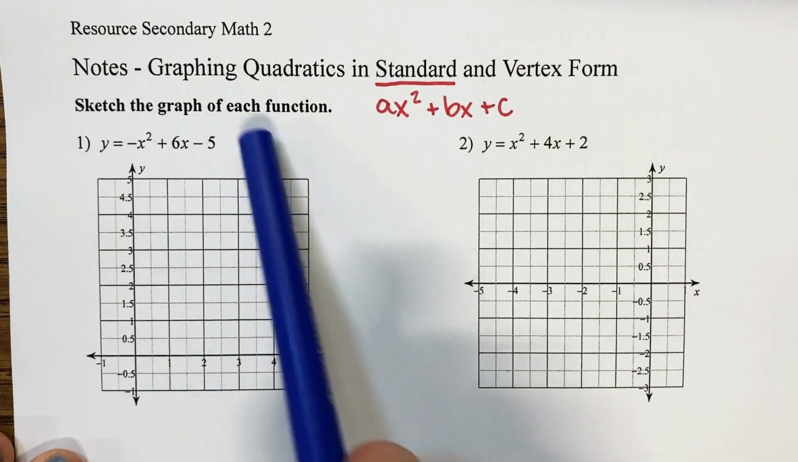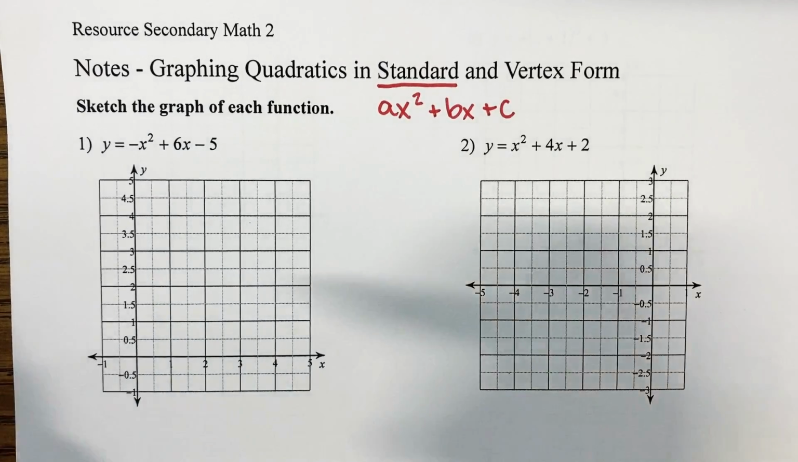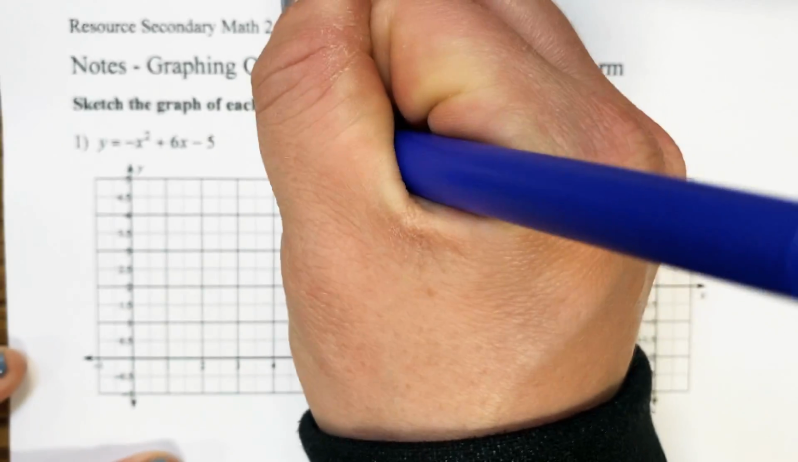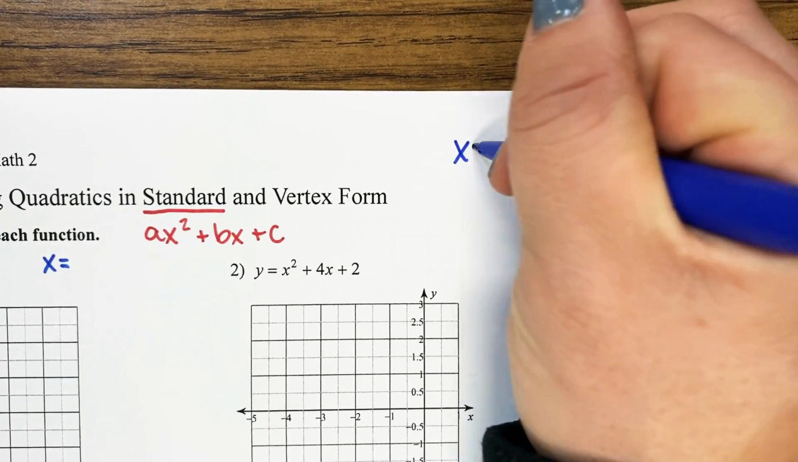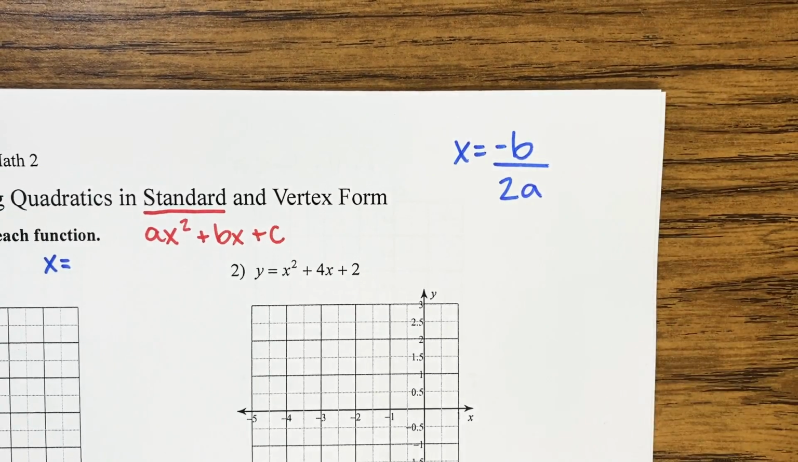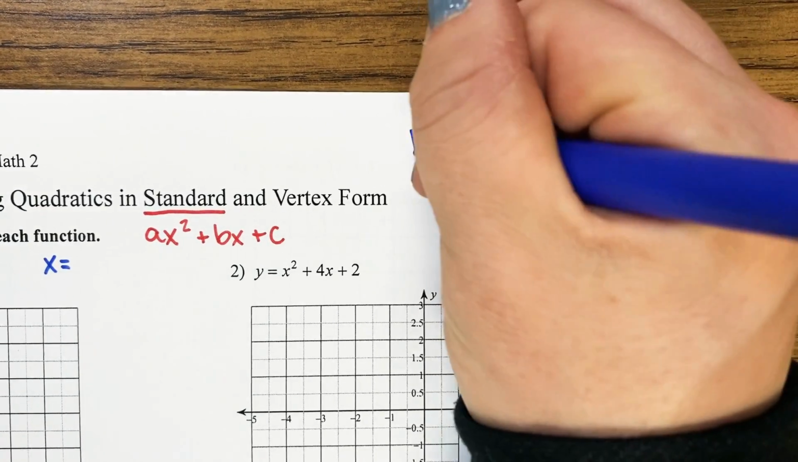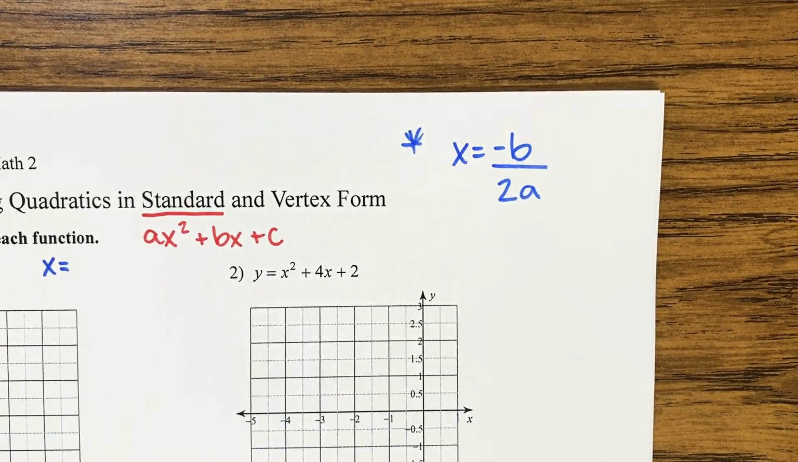So in order to graph a quadratic in standard form, we have to use our mini formula for x. In fact, let's write it up here where we have a little more space. x equals negative b over 2 times a. So this is super important when graphing quadratics in standard form.